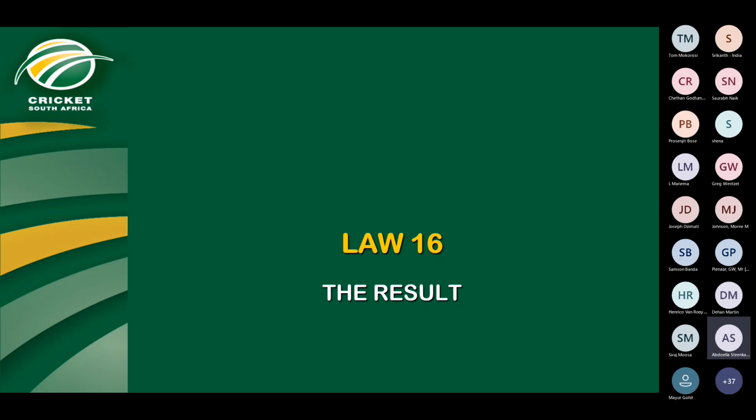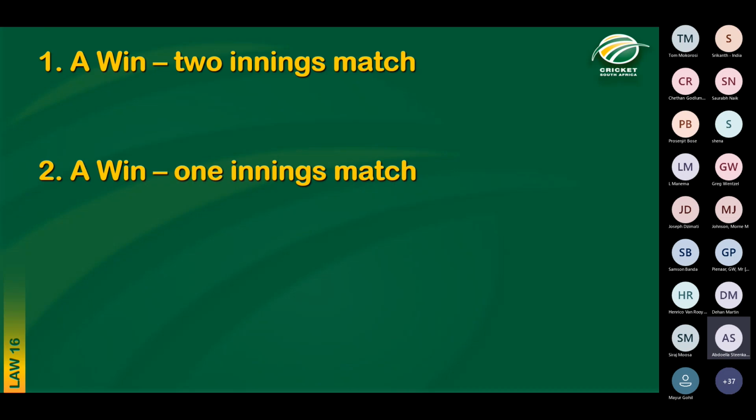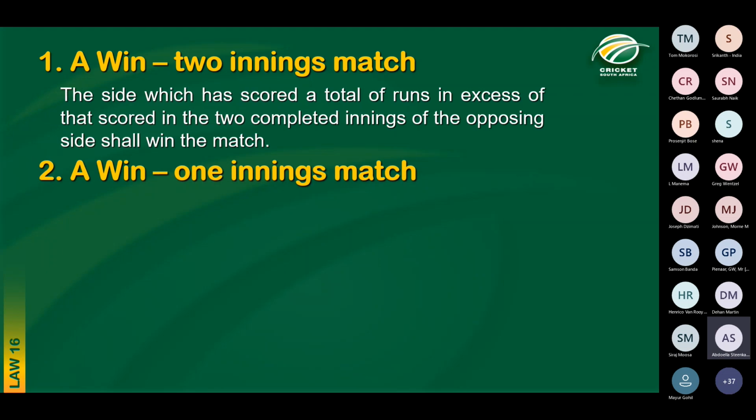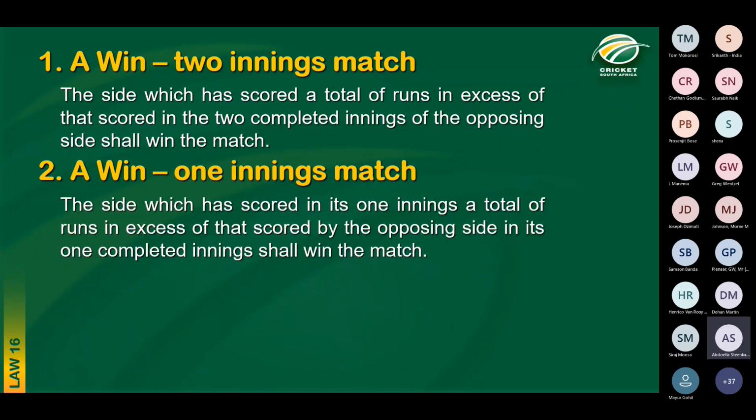Law 16 is the result. In a 2-innings match, what does the law tell us? So after both sides have completed 2 innings, how do you determine the winner? You look at who scored the most runs. And the team that scored the most runs will win the game in a 2-innings match. The same principle applies in a 1-innings match. So this game only consists of 1 innings. Whoever scored the most runs after both sides have completed their innings will win the 1-innings game.